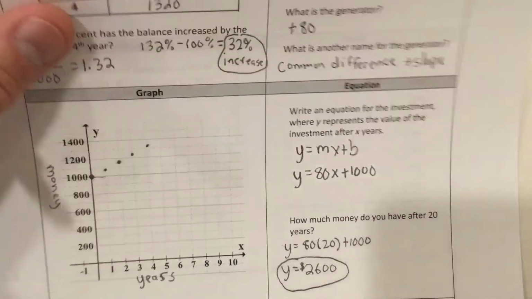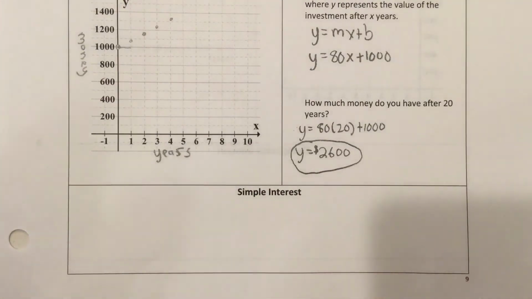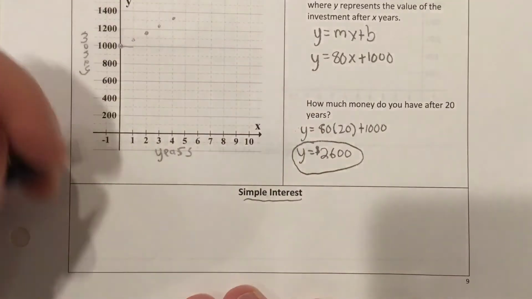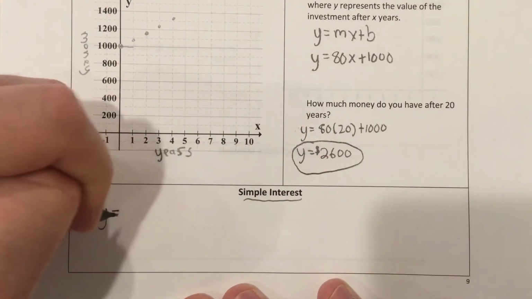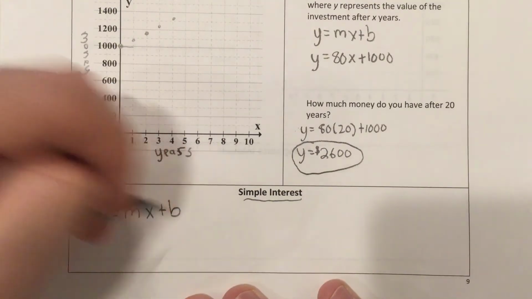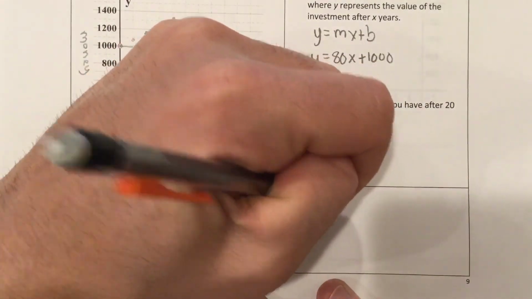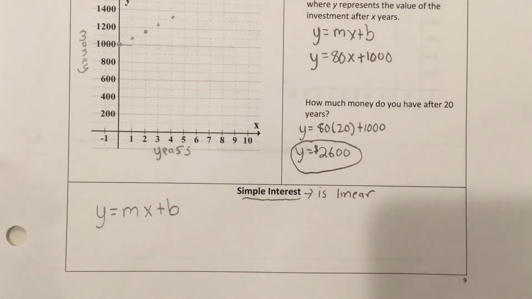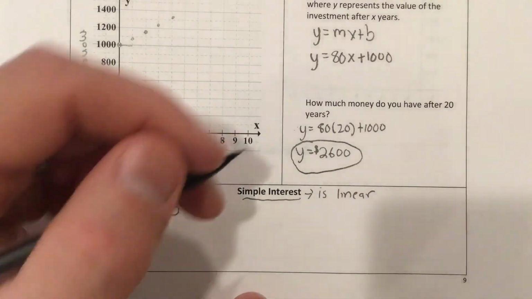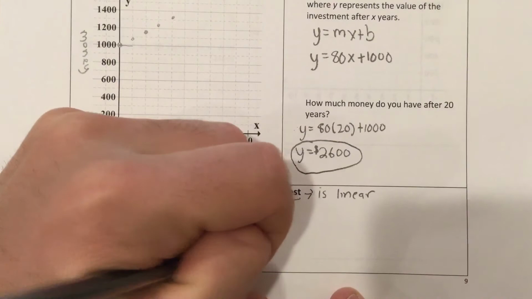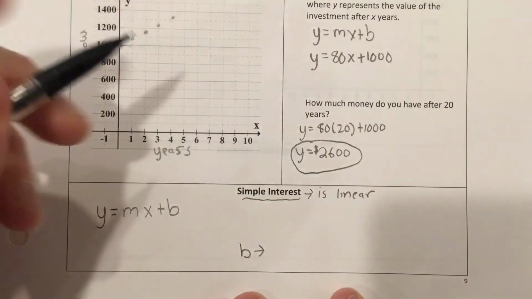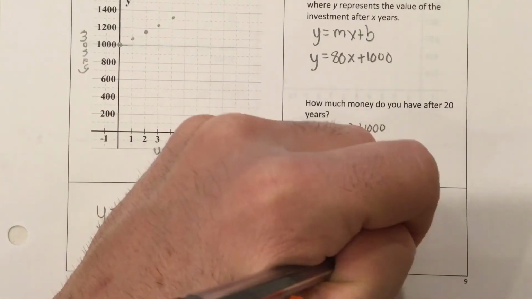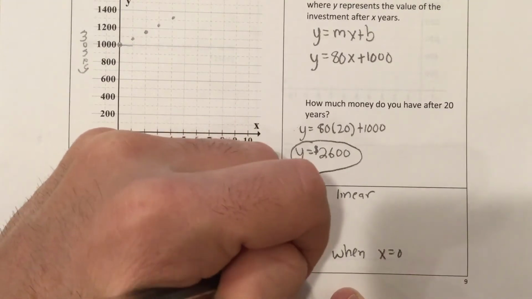All right, so down here is where we're gonna kind of summarize it all. And so simple interest, this is our summary of simple interest, is always gonna be y equals mx plus b. So we might want to write simple interest is linear. Now the b was easy to find. The b was the initial value, or the y value when x was 0. Or you can also think of it as the starting amount in your account.